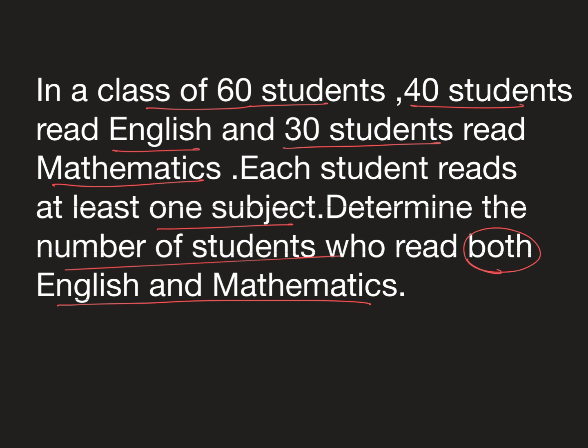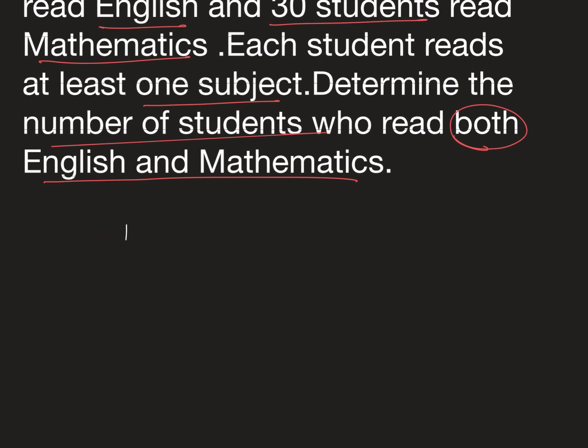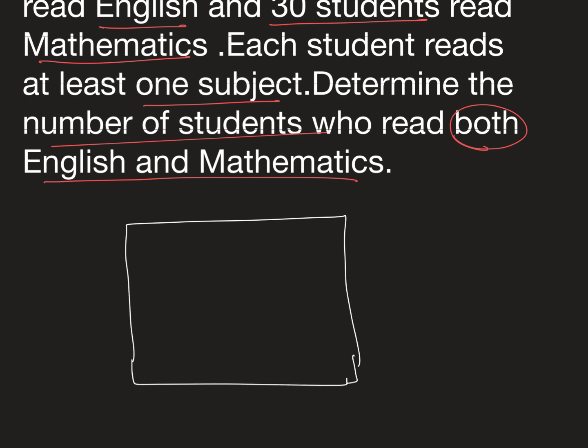If we want to draw a Venn diagram for this, because it is a two-set problem, we have only two subjects, right? Mathematics and English. We're going to have a circle for English and a circle for mathematics. This region here will be the area for students who are offering both English and mathematics, okay? Students who are reading both English and mathematics will be allocated this space.